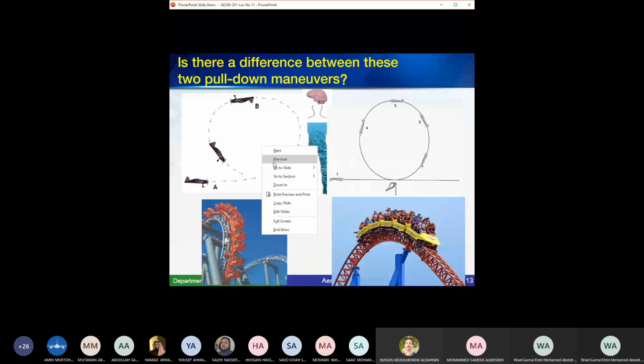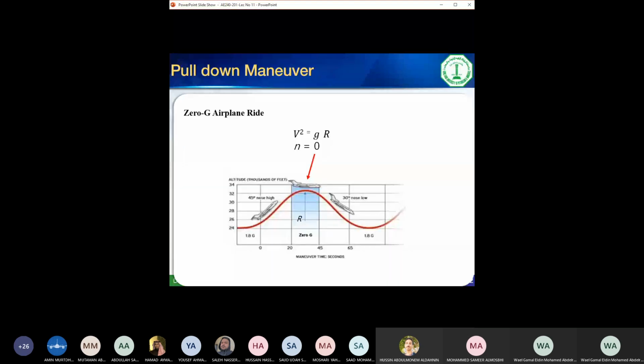Now, that's another application of the load factor. You probably have seen this maybe in National Geographic or something. The zero-G aircraft. There is a 727 aircraft that's been adjusted such that it works as a zero-G platform. You can go and book a ride on the aircraft that will go with you up to 30 to 33,000 feet, and then the pilot will push on the stick.